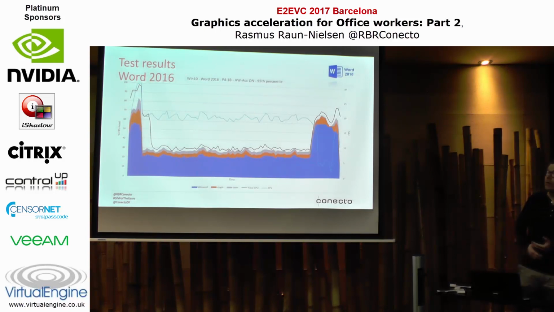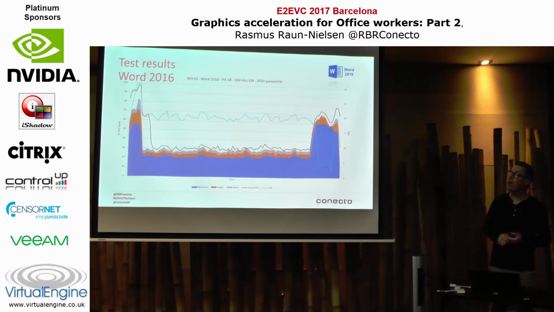So, going on to a little more graphics. This is a Word scenario. You have the time on the x-axis. On the left you have the percentage CPU load. On the right you have the frame rate counter. The blue line, it's distinguishable, is the frame rate. So that correlates to the right side, but all the other graphs correlate to the left side, the CPU load.